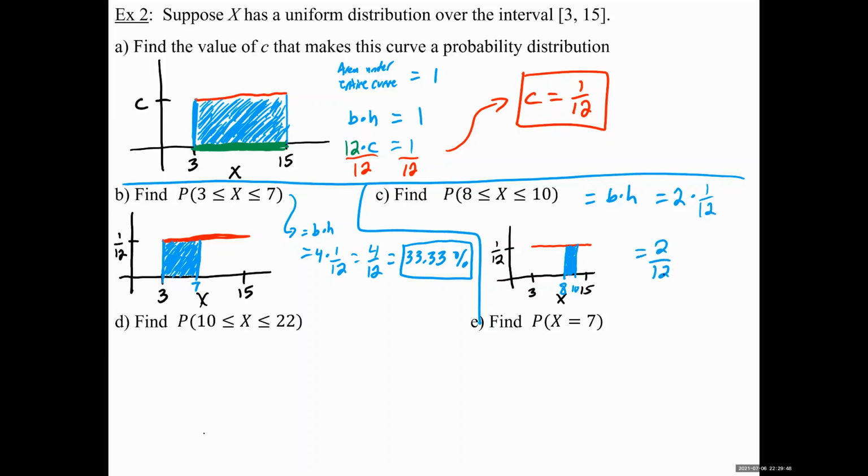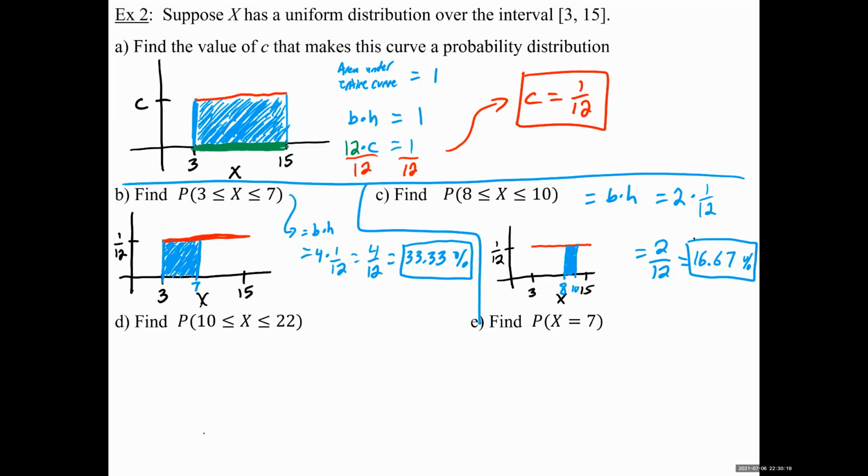And again, you could leave it like that unless I ask you to explain the meaning. If I don't ask you on the quiz to explain the meaning, you just leave it like that. Or if I do ask you to explain the meaning, then you want to change it to a percent. As a percent, this is 16.67%. Questions on that one? Okay, sounds good. Let's go to the next one.